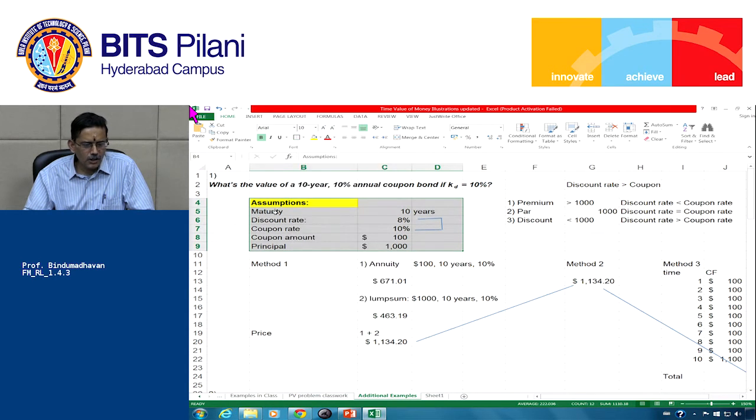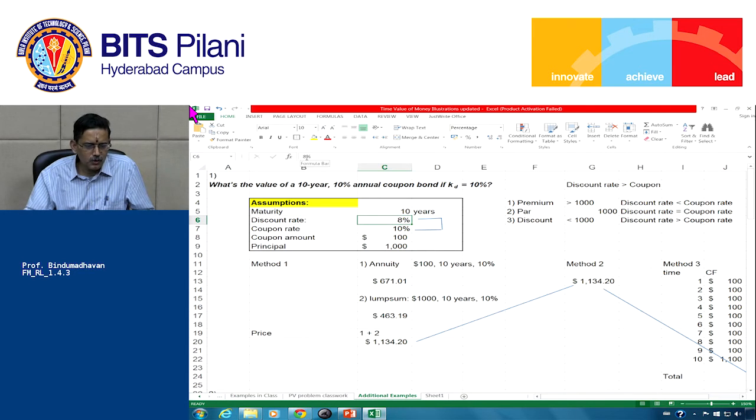So what are they? Maturity is in 10 years. The discount rate is 10%. I am also trying different discount rates, but let's put 10% for now. The coupon rate is also 10%. And then the coupon amount. The coupon amount will be the coupon rate multiplied by the principal. So the principal is $1,000, we are assuming. It was not given in the problem. If it is not given in the problem, the default is $1,000.